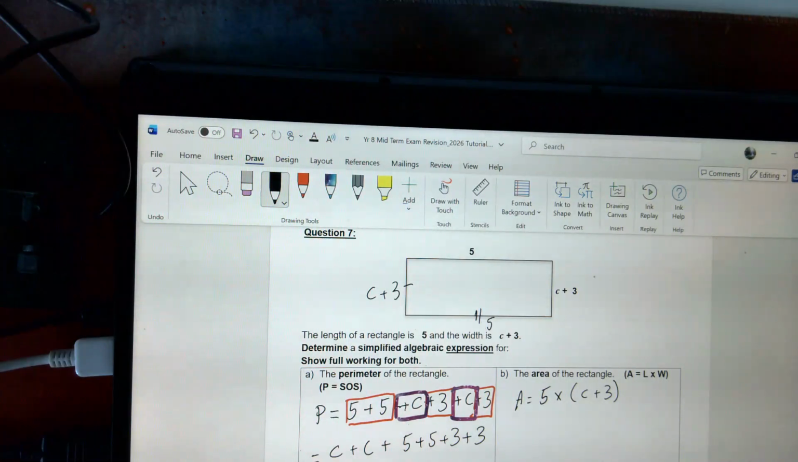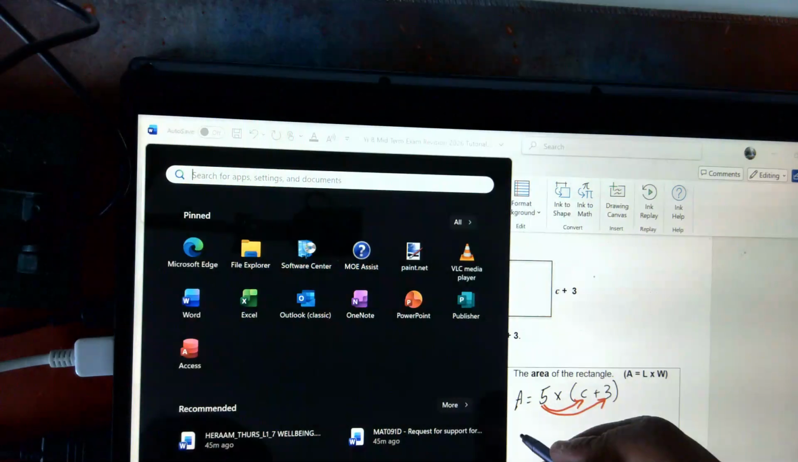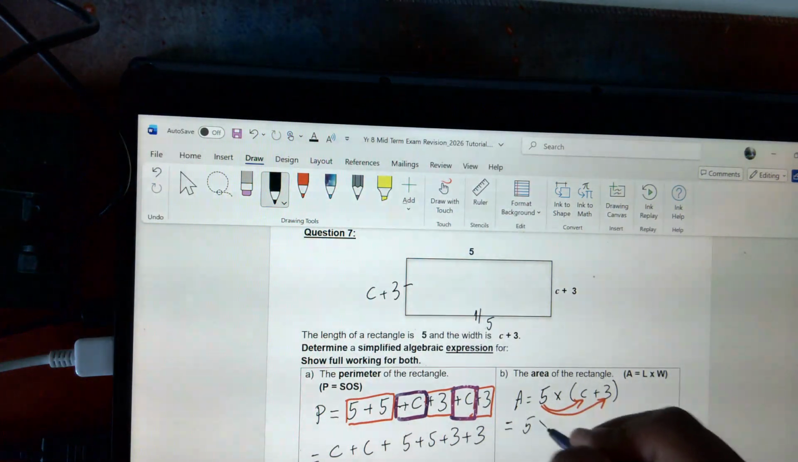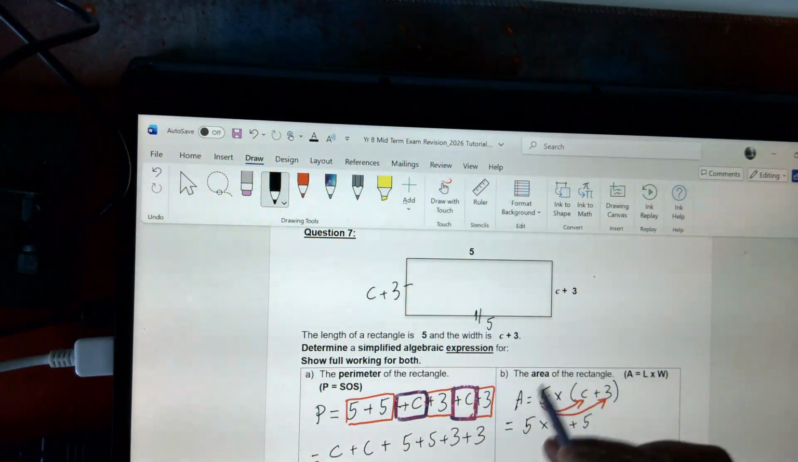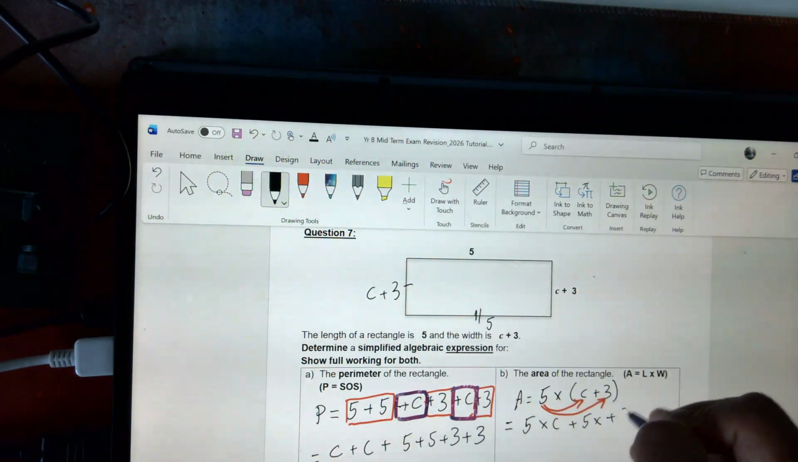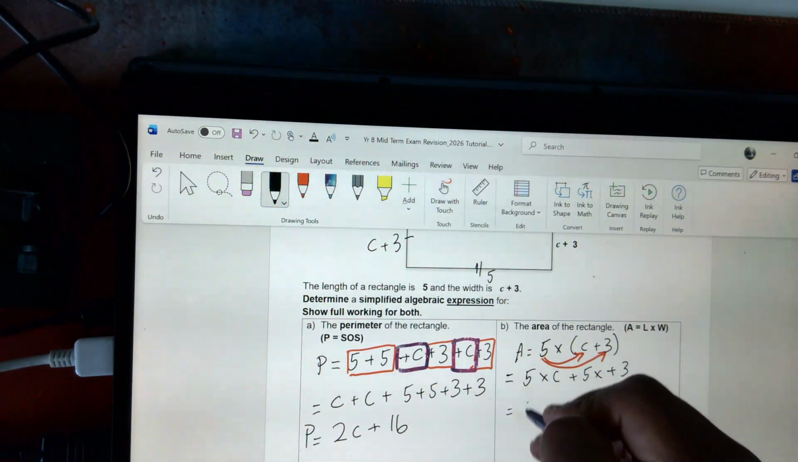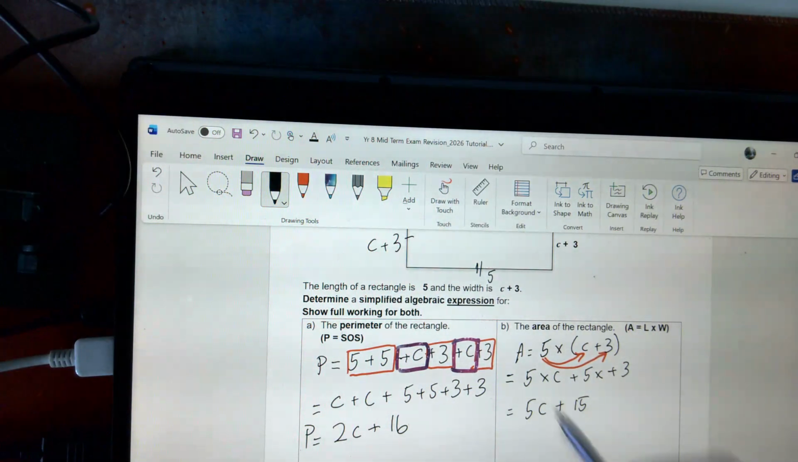So here you can see that now we've got expanding brackets. In other words, we're using the distributive law, and I've got to multiply 5 by c and multiply 5 by 3. So the area is going to be equal to 5 times c plus 5, because 5 here is positive, times positive 3. That means I've got 5c plus 15 for the area.